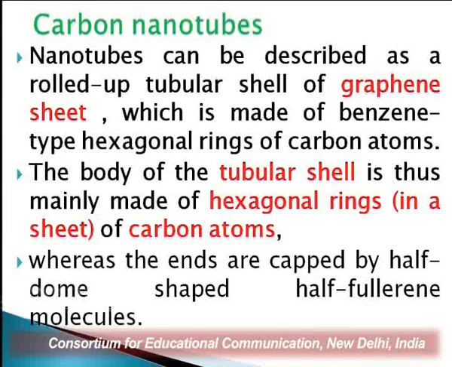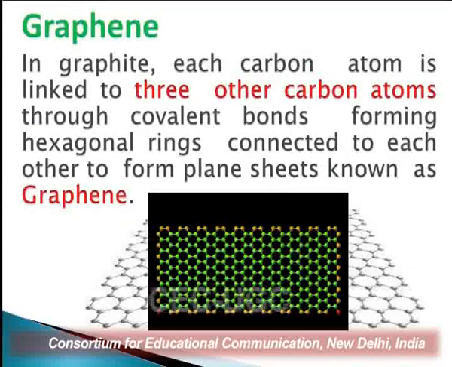Whereas at the end of the tube, a cap of half dome-shaped half fullerene molecules can be put, and then we can get the closed carbon nanotube. In the diagram we have seen the open carbon nanotubes. When we cap the CNT tube with the half dome-shaped fullerene, then we can get the closed carbon nanotubes. Now here, what is graphene, which is used to prepare the carbon nanotubes?